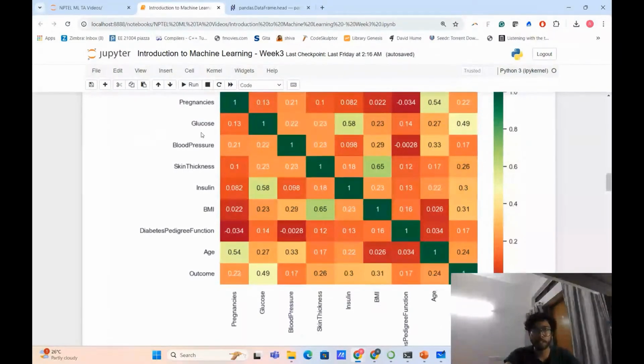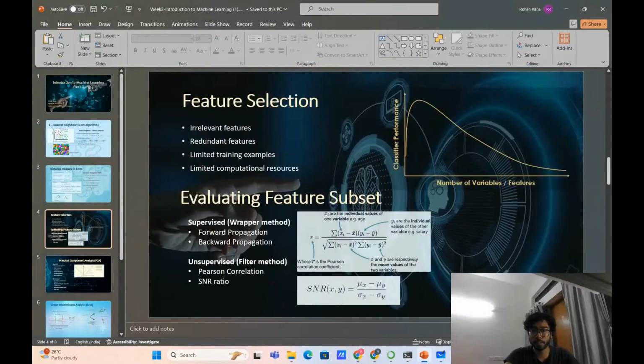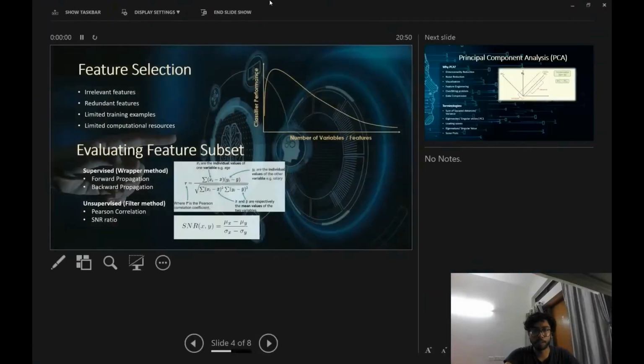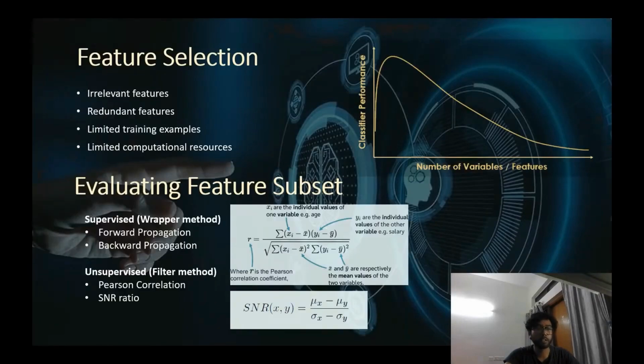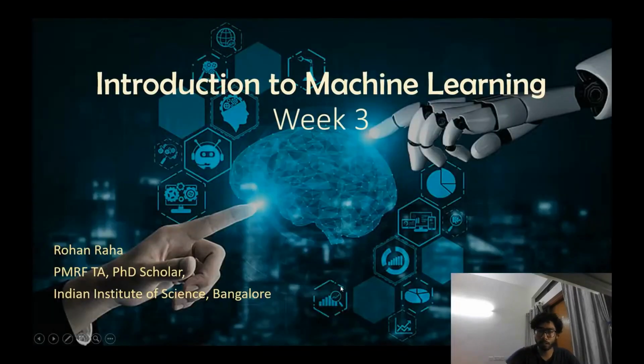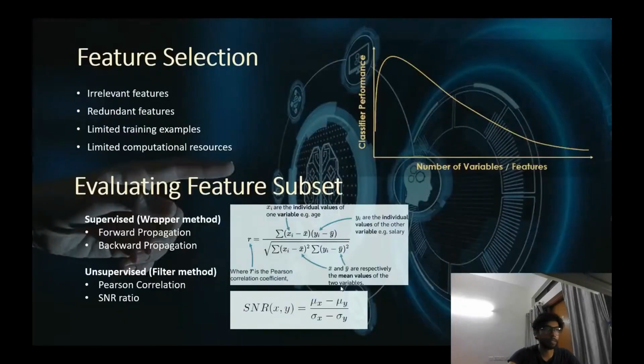And similarly, with SNR ratio, you will check the SNR of glucose with the outcome. It will give you a different number, and again, the higher the number, the higher the significance of that variable, and you should include variables with higher SNR and so on. Here, mu x is the mean of the variable, mu y is the mean of the outcome target variable, and sigma x and sigma y are the standard deviations respectively.